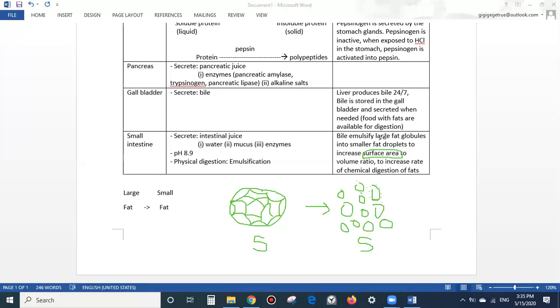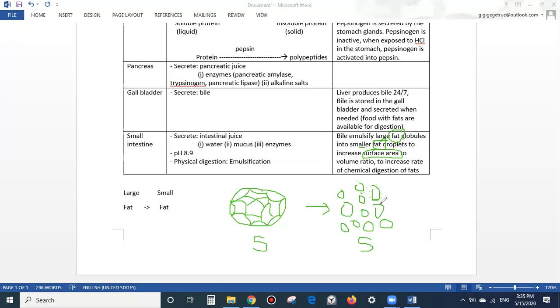So in that case, bile emulsifies large fat globules into smaller fat droplets. Notice, this is physical, so fat is still fat. This is to increase the surface area to volume ratio so that more enzymes can get exposed to the fats and get digested. And the fat can get digested pretty quickly.